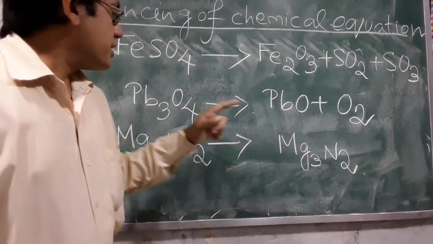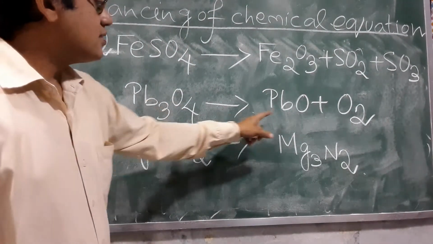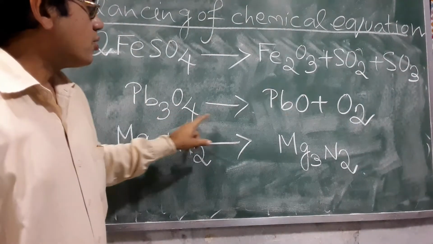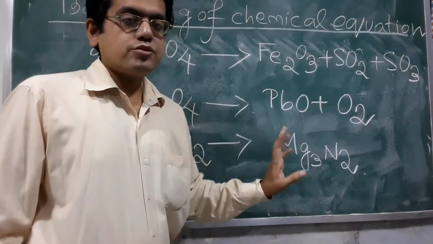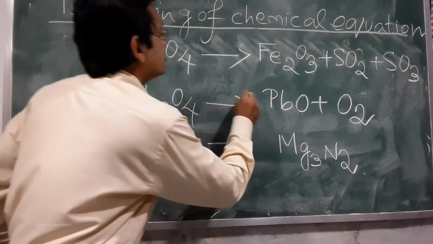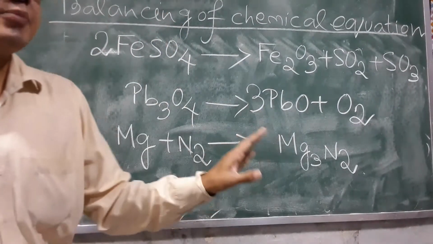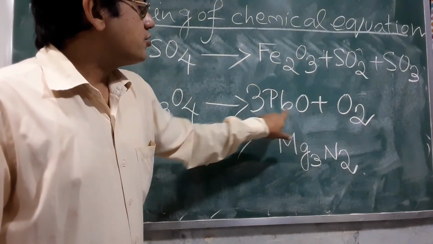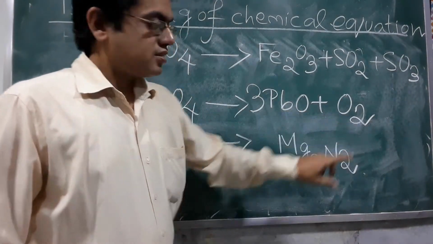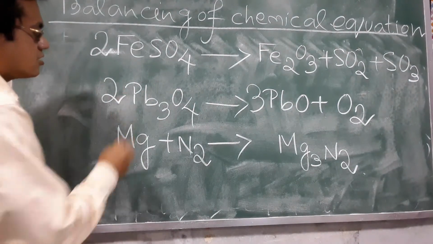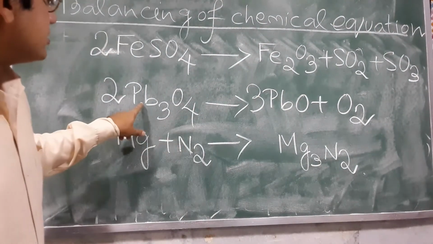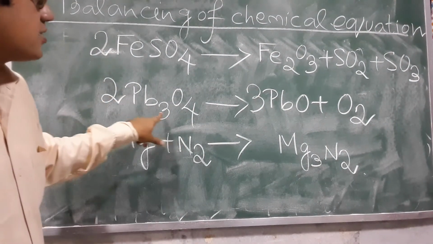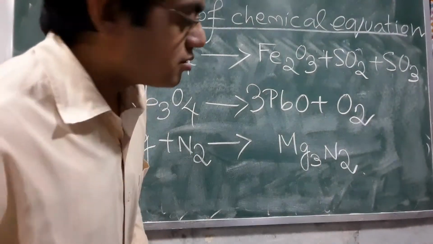We will start from the beginning. Lead 3, lead 1, oxygen 4, oxygen 1 and 2, 3. So what you will do, you will put 3 over here so that lead becomes balanced. Oxygen 4, oxygen 3 and 2, 5. So we will put 2 over here because here is oxygen less. Now see, lead becomes 2 into 3, 6. Lead 3. So what you will do?